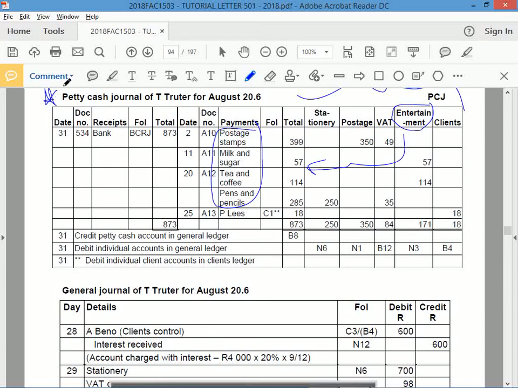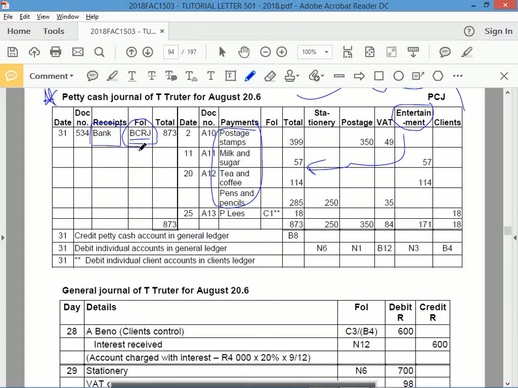The only time we will have bank being affected here is if I'm creating petty cash. Okay, but if I create petty cash, where would I have shown that? In the business cash receipts journal or the business cash payments journal. This was the amount that was given to the actual petty cash. This is the petty cash journal.